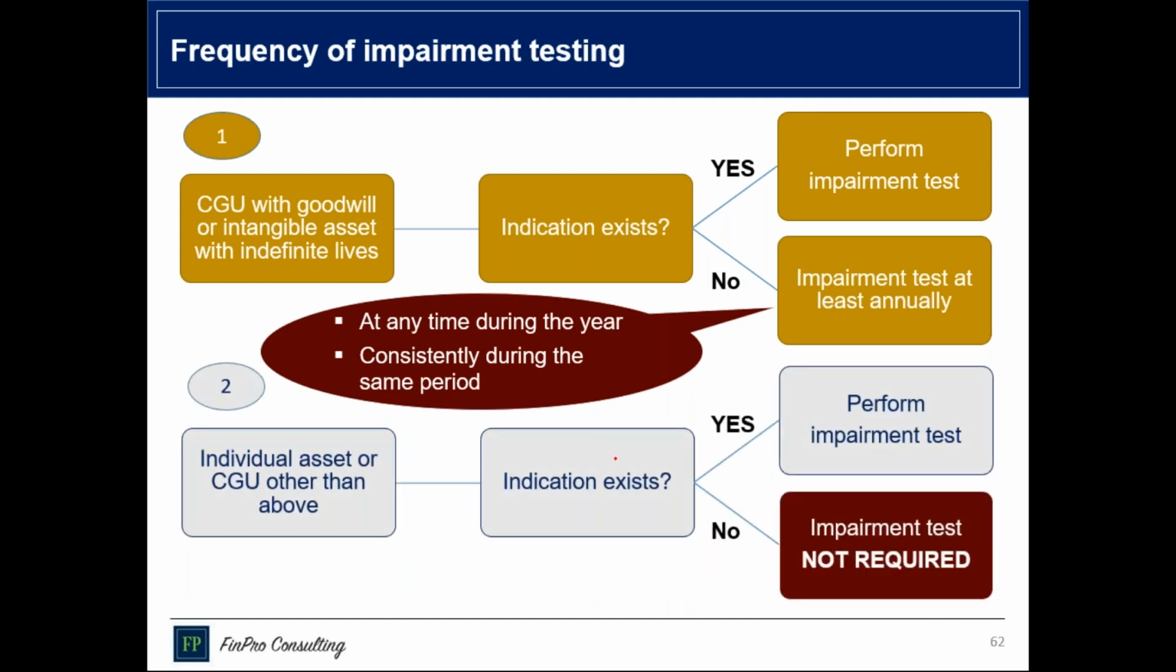In case it is an individual asset other than the above, an individual asset apart from intangibles or goodwill, if an indication exists of a decline in performance, perform the impairment test immediately. If there is no indication, impairment testing may not be required. However, in practice, even if an impairment indication does not exist, companies do it at least every 3 years.